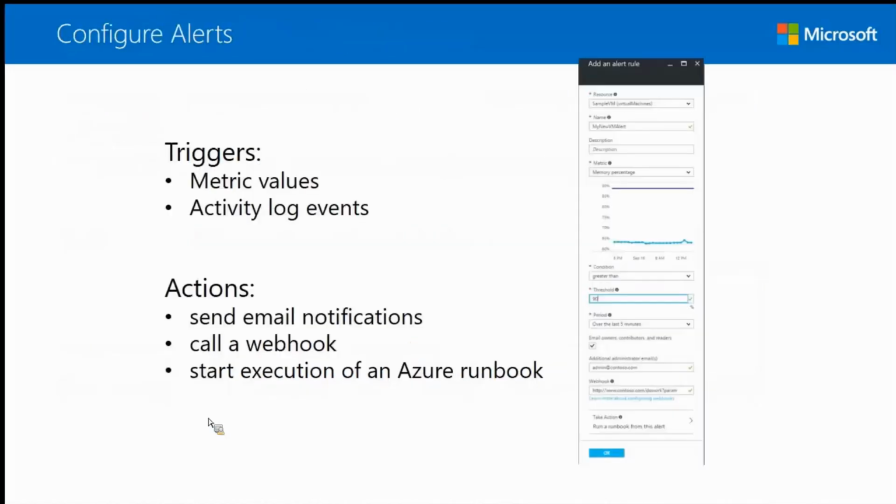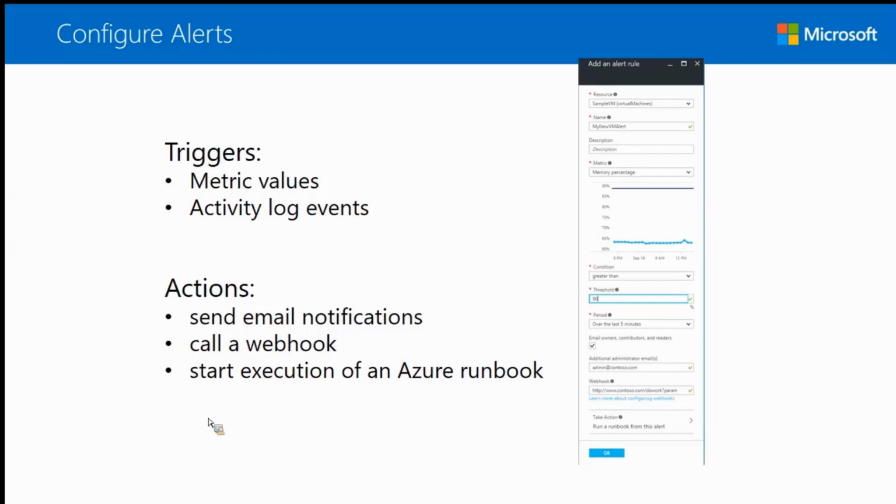Configure alerts, triggers. You're going to configure triggers and you're going to configure actions too. The trigger is the condition that will run the actions, and the actions can be sending email notifications, calling a webhook, starting execution of an Azure runbook, or maybe changing the pricing tier or increasing the count of the instances.